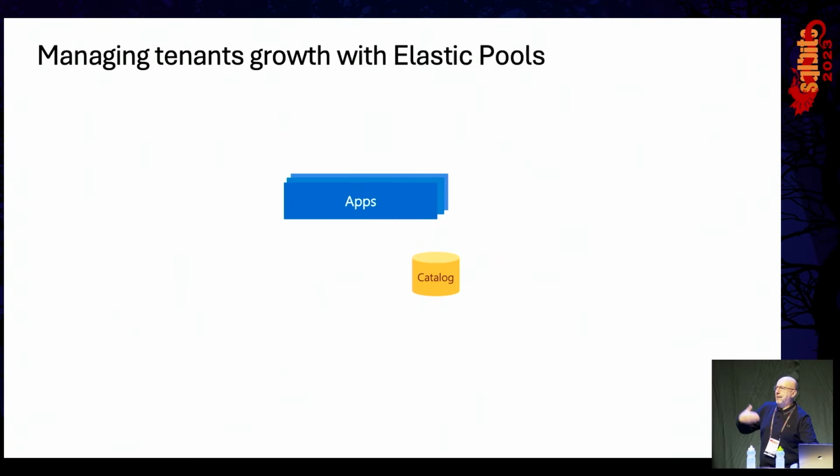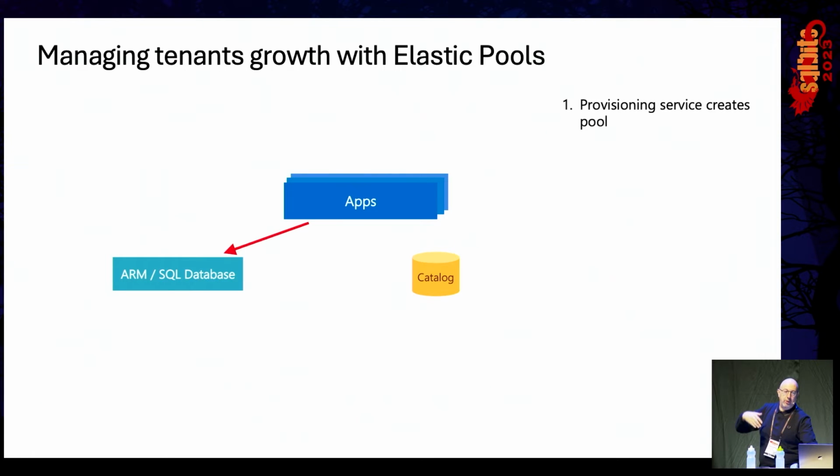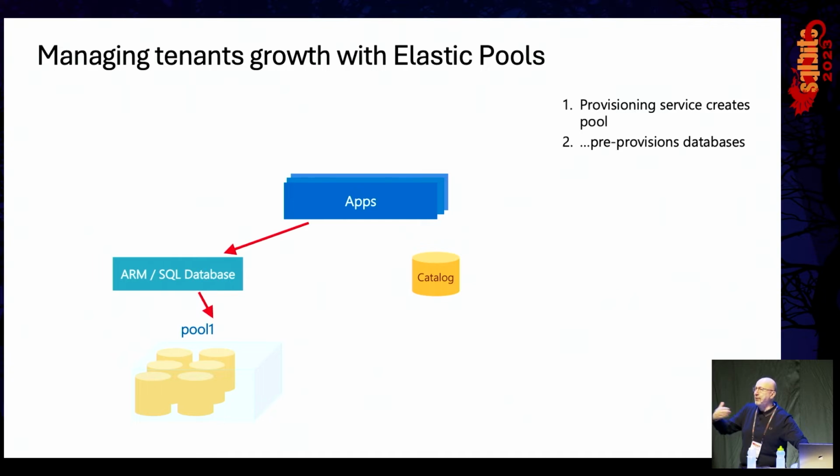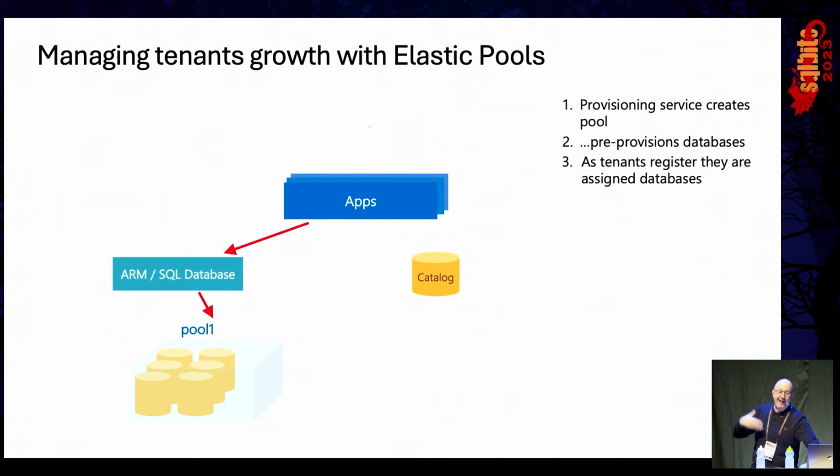So my SaaS application can manage a progressive growth by asking the Azure SQL control plane to create a new pool for me when a new tenant is coming, to start potentially also pre-allocating databases and assign them to a new tenant which is registering, a new customer registering in my SaaS platform, and having that database immediately available, so no need for waiting even a few tens of seconds before the database is ready.